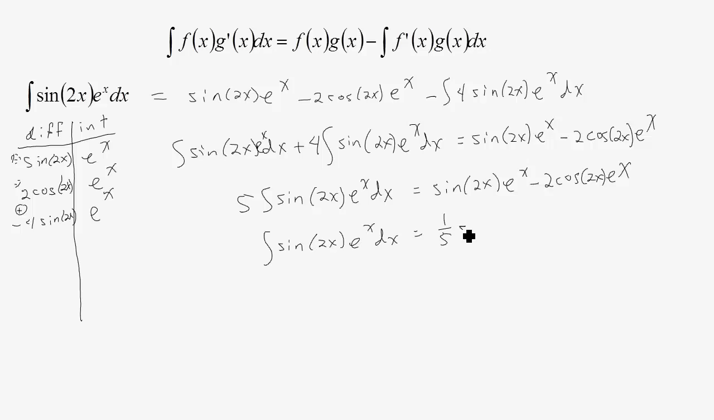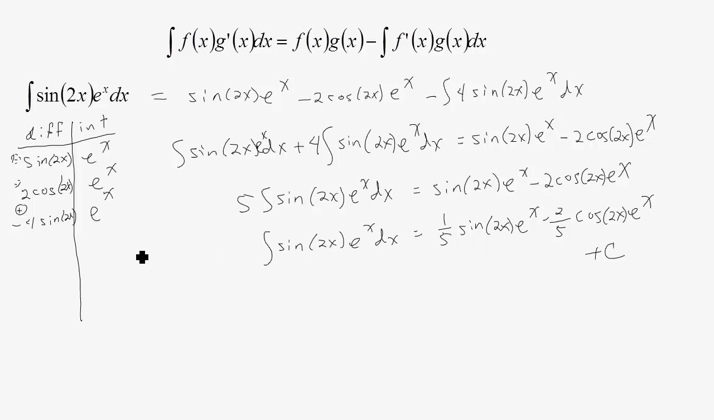Let's see, dividing by 5 is the same thing as multiplying by 1/5. So we have... Now here's some place where you might get tripped up. Don't forget to add your plus C, as there's not much there to remind you. But then this is the solution to the problem.